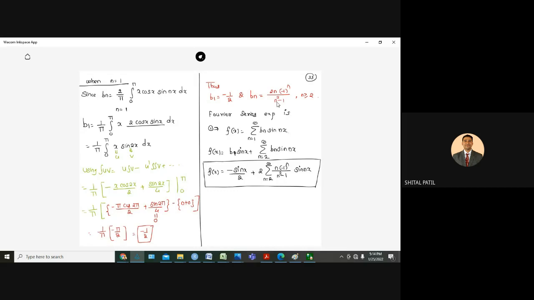Whereas in denominator we will get 0. Right? And that is equal to infinity, which is not valid. In fact, we should get a finite value. Therefore, it is clear that we should find B1 separately.